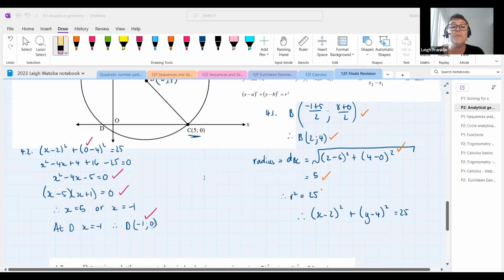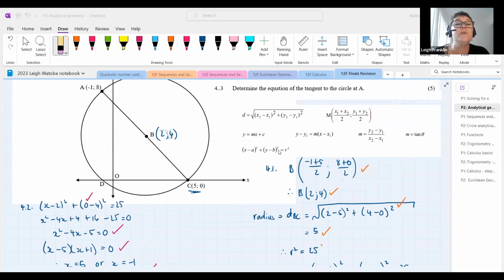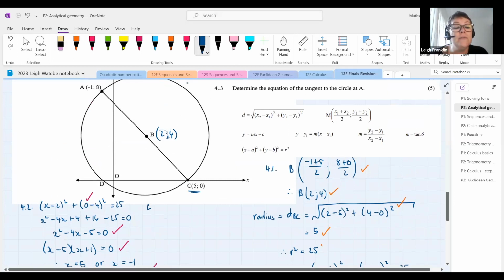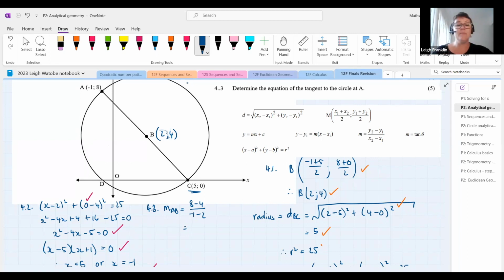Okay, so let's begin. I'm going to slip this question in over here, 4.3. And let's begin by determining the gradient of line AB. So we'd say 8 minus 4 over minus 1 minus 2. So the gradient of line AB is negative 4 over 3. Are you guys getting the same answer?